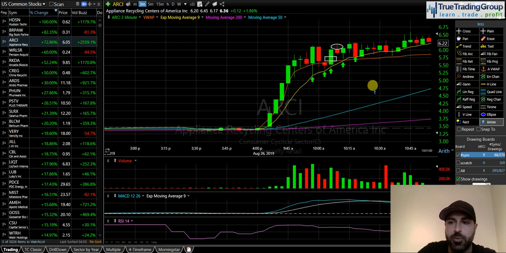Another pullback into the trade line. We hold support again. Another one, we hold support again. Okay, you guys seeing kind of the theme here? Look at the support at this trade line.